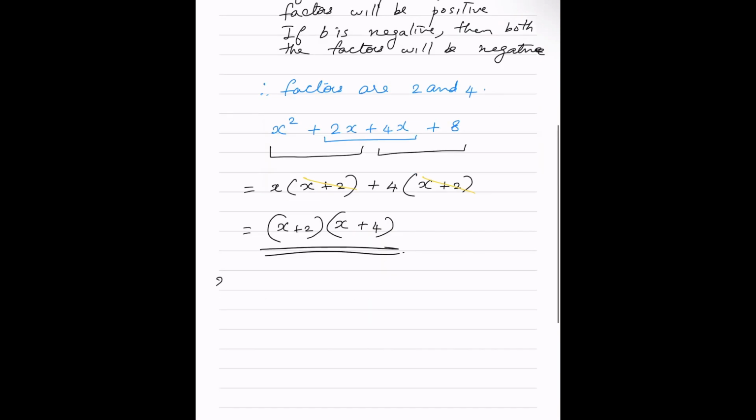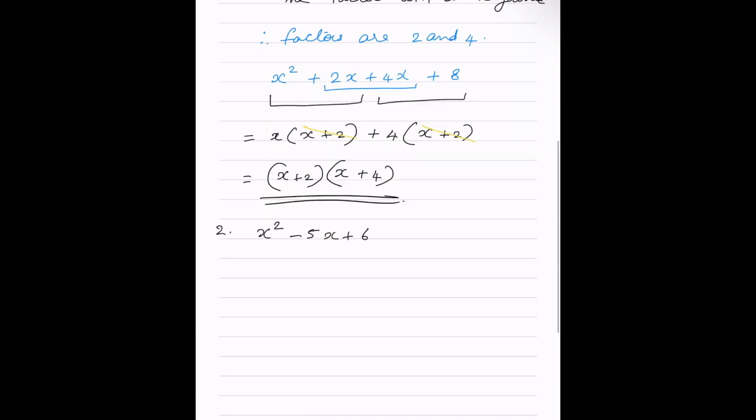Let's do another problem. Here, x square minus 5x plus 6. What is A? A is coefficient of x square, which is 1. B is negative 5, which is coefficient of x. Constant term is 6. I need to calculate AC. AC is 1 into 6, which is 6.